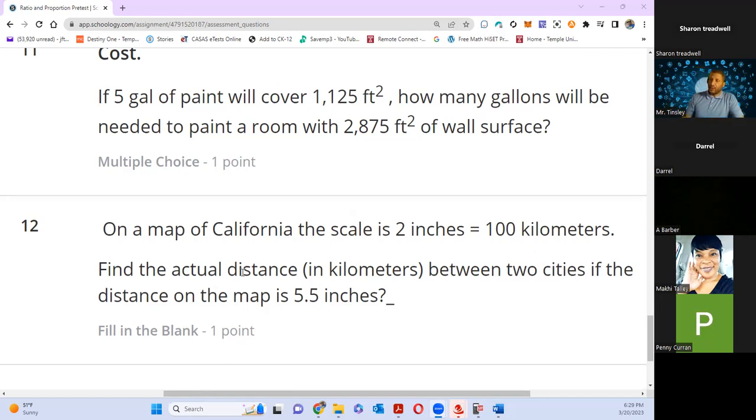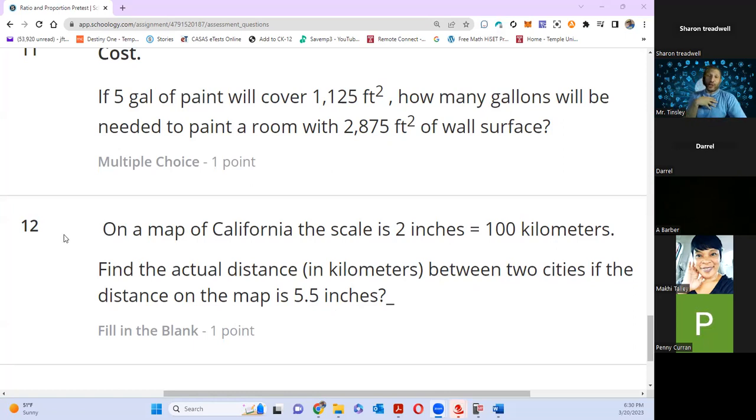Those are the things, like on a map of California, the scale is 2 inches for every 100 kilometers. Find the actual distance between two cities if the distance on the map is 5.5 inches. This is a problem you may see. They love scale problems. So you need to be ready for a problem like number 12. All right. Any other questions?